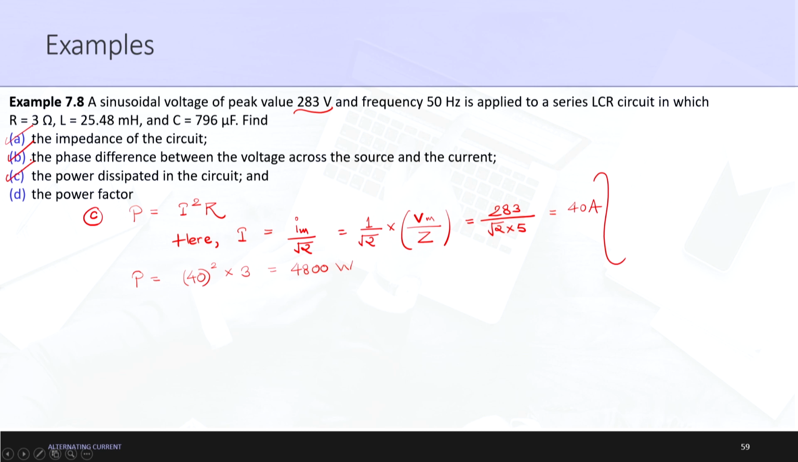Fine. After this is done, the final thing required is nothing but the power factor. So what is power factor? Power factor is nothing but equal to cos of phi, and cos of phi is nothing but equal to cos of 53.1 degrees. So either 53.1 degrees or minus 53.1 degrees, in the mathematical form of cos it does not matter. So it is nothing but equal to 0.6. Okay. So that's how this question is done.